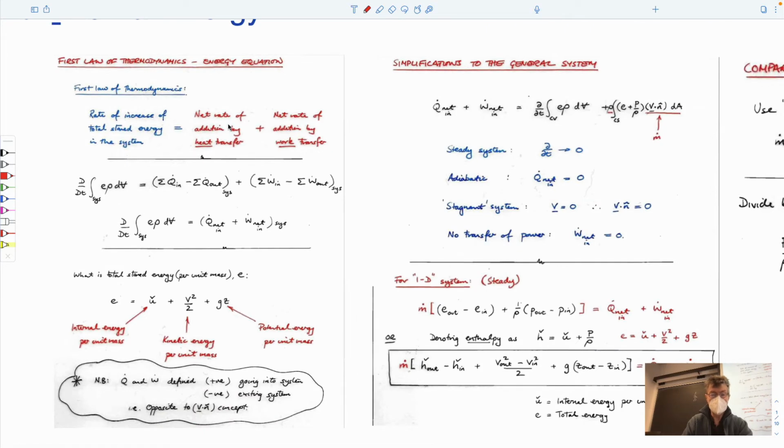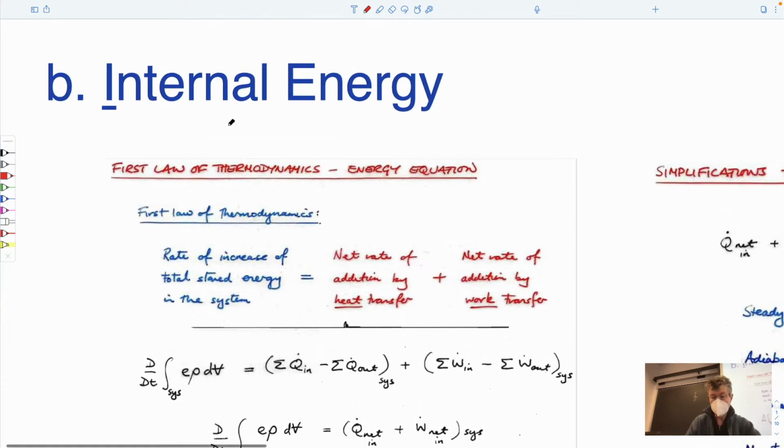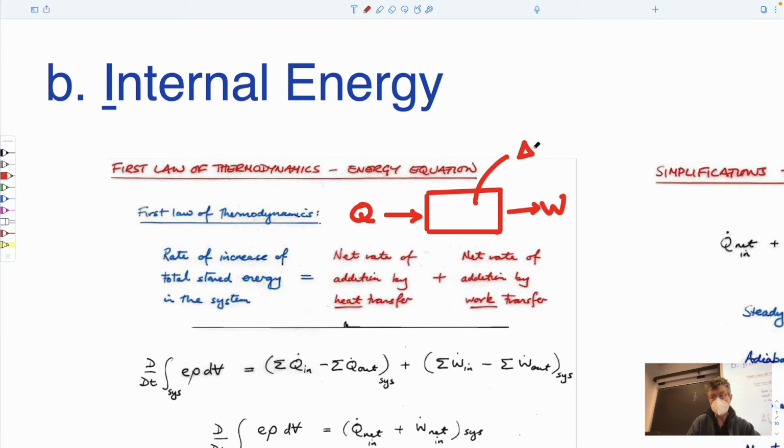Then we drew this merely as a little box that was, shouldn't be quite so blunt, I guess, but it's because it's magnified in that case. We had this block that we had Q in, work out, and delta U.